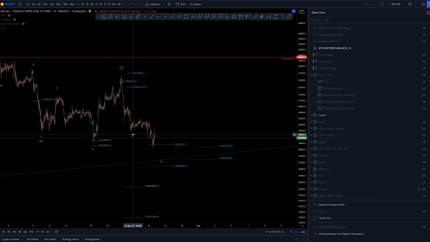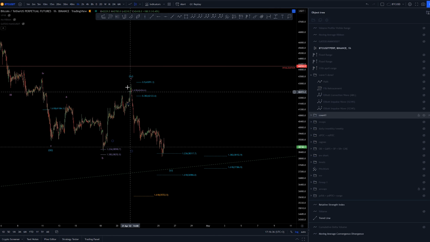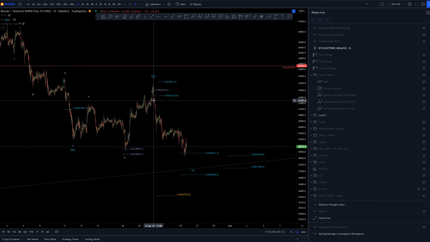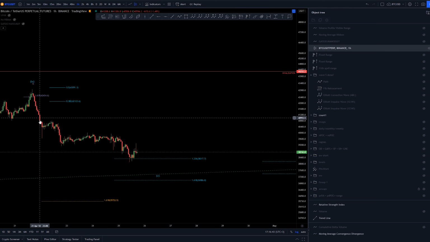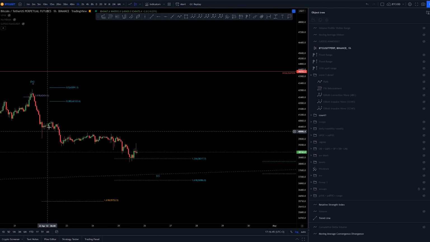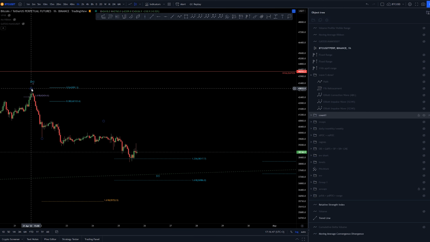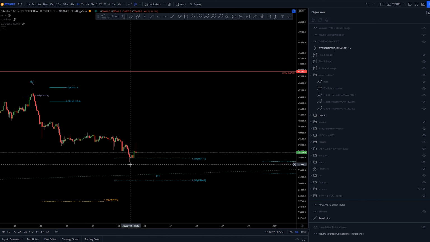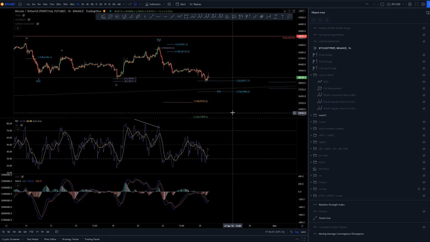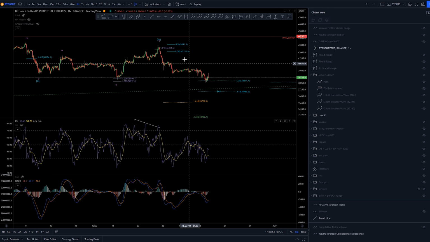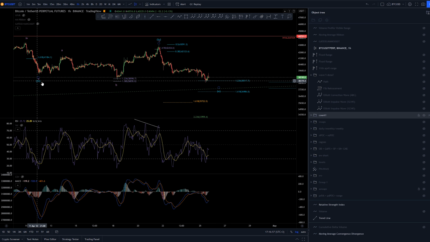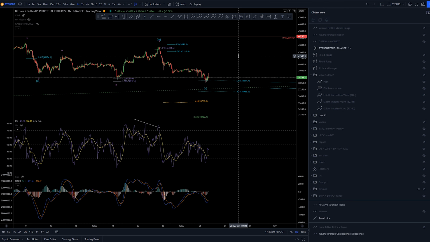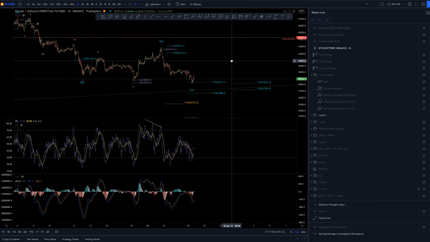Trying to get 5 waves here is pretty difficult though. We could be saying that we have 1, 2 nested hidden somewhere here, and this would be 3, 4, 5 into the 3rd of this larger move, and 4th into the 5th. We get a divergence between these two here and the 3rd here and the alleged 5th here. So there's no issues with that.